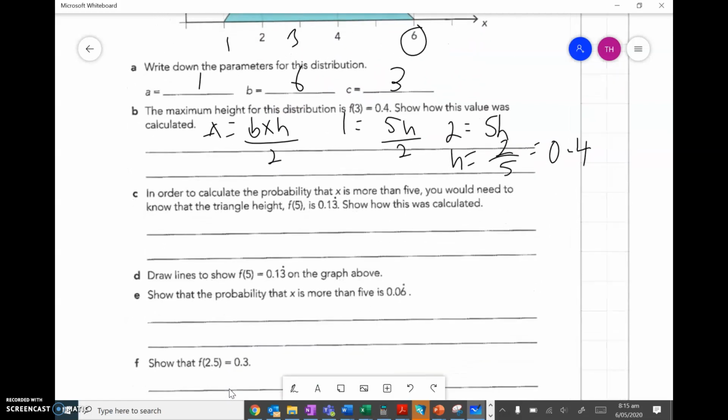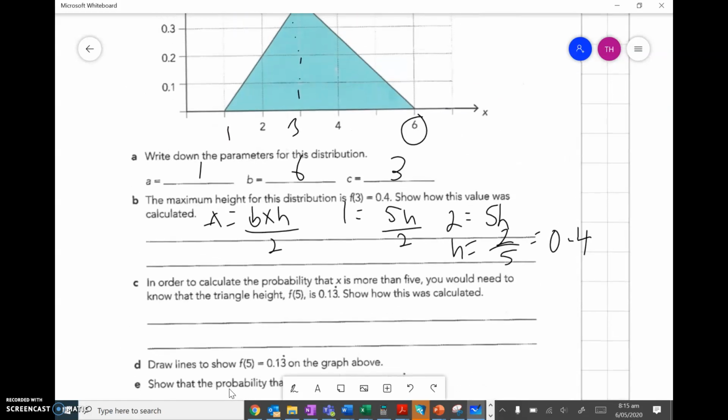Next one says in order to calculate the probability for x being more than 5, so I'm going to draw that on here again. 5 is here. So I'm trying to work out the probability that x is more than 5. So shade it in, that's the bit I'm trying to work out. I'm trying to show that it's 0.13 recurring. So we need our formula.